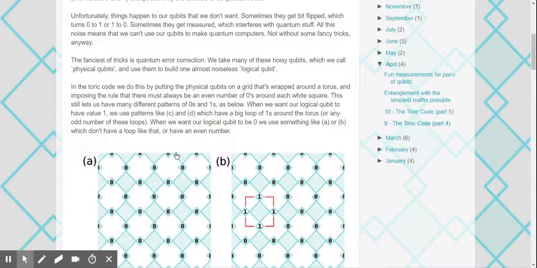When we want our logical qubit to be 0, we use something like A or B, which don't have a loop like that or have an even number. Okay. An even number.